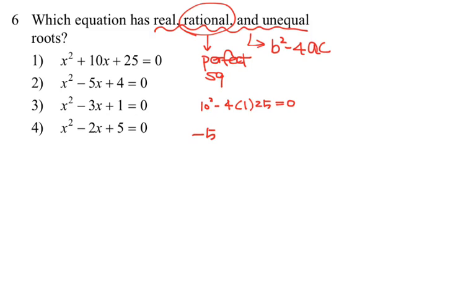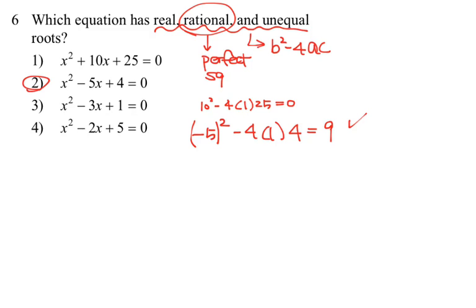And then first one becomes 0. Then in that case it would become real, rational, and equal, not unequal. So the next one would have been negative 5 squared minus 4, a is 1, and then c is equal to 4. Once you calculate this one, you will realize that that's equal to 9. A 9 is a positive perfect square, so our answer would have been choice 2.